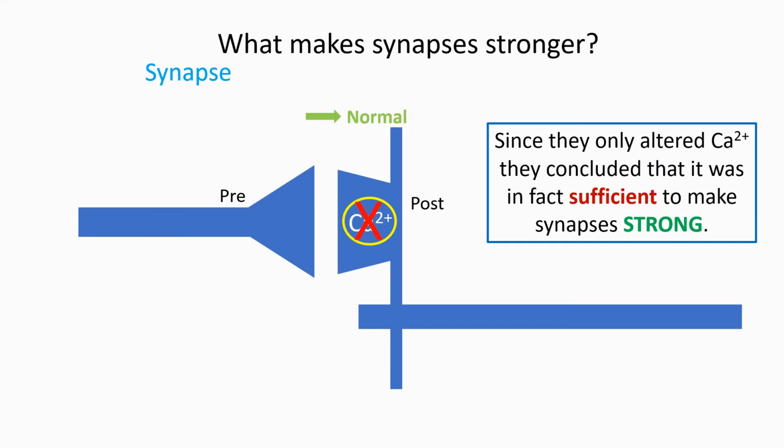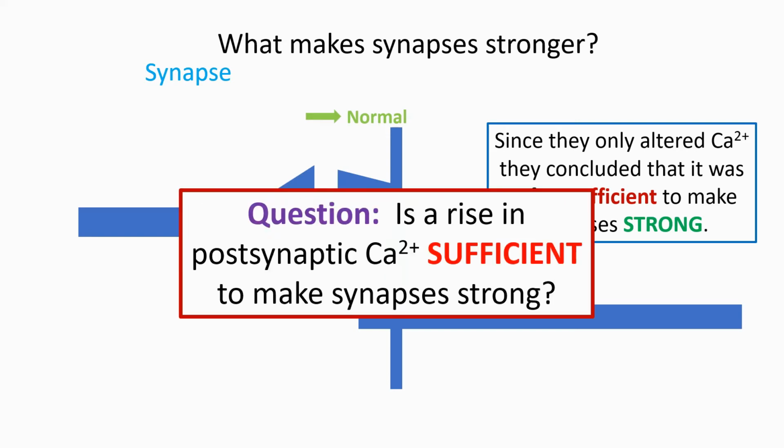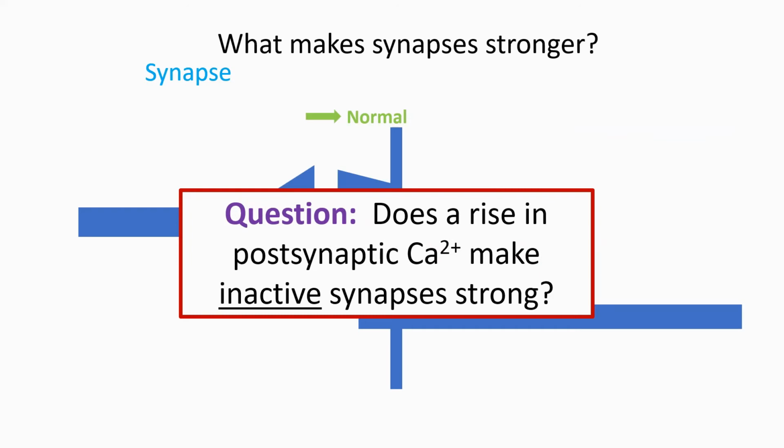Now, unfortunately, because the scientists only altered calcium, they concluded that it was in fact sufficient to make synapses strong. This is a big question. Is a rise in postsynaptic calcium sufficient to make synapses strong? And the experiments so far have not satisfied the conditions such that we can say whether or not it's sufficient. To answer the question of whether or not a rise in postsynaptic calcium is sufficient, we have to determine if the rise in postsynaptic calcium can make inactive synapses strong.